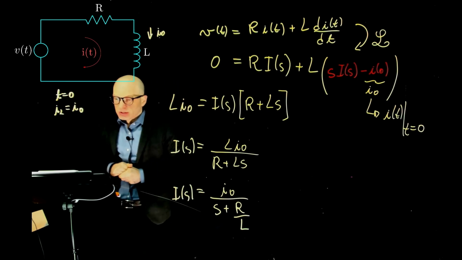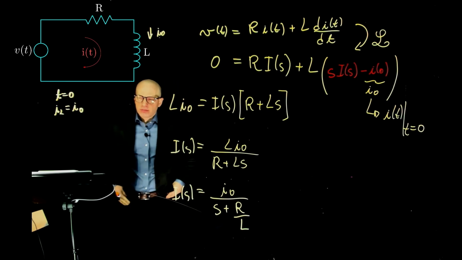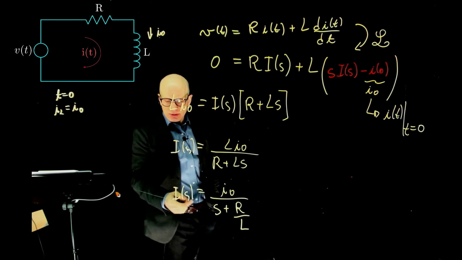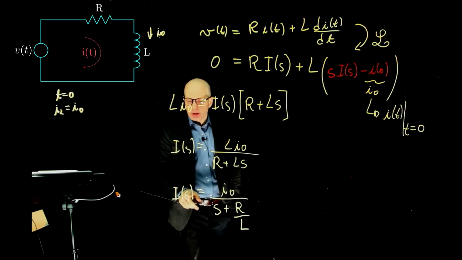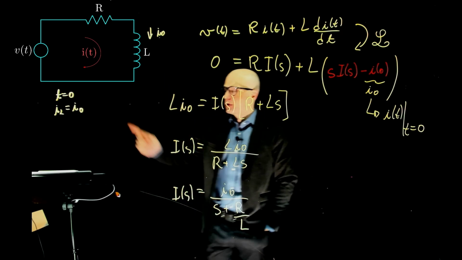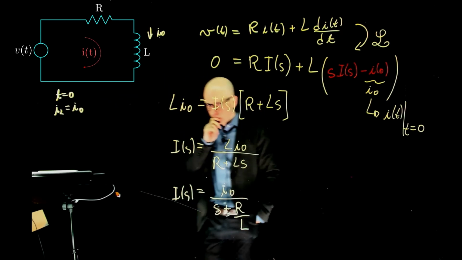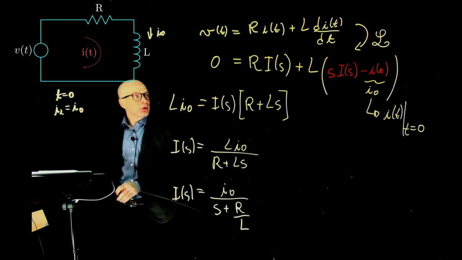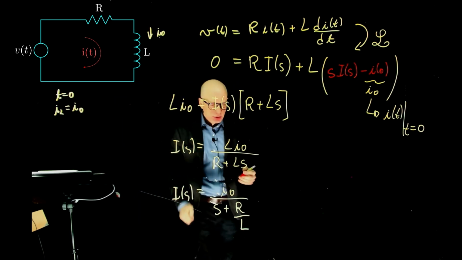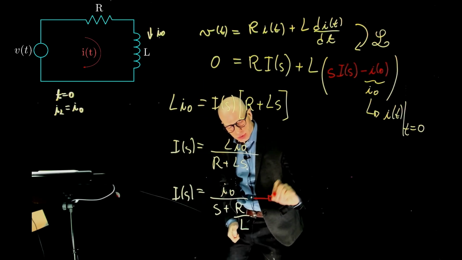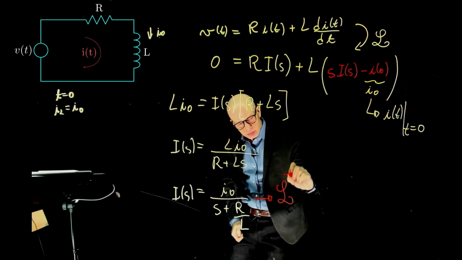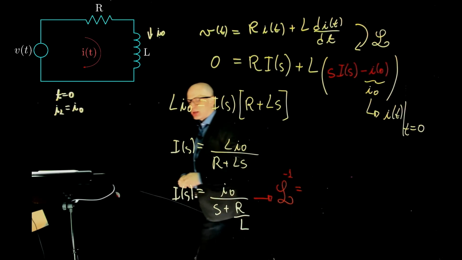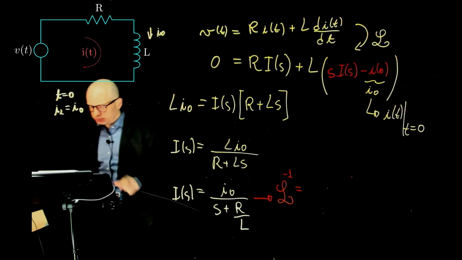What do we do with this? Well, this is really not of much use because this is a function of the frequency. This is a function of the Laplace variable. That's not what we want. What we want is I of t. So to find I of t, we need to find the inverse Laplace transform of this function. And that's where we can go to the tables now.